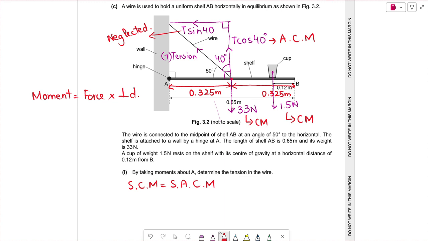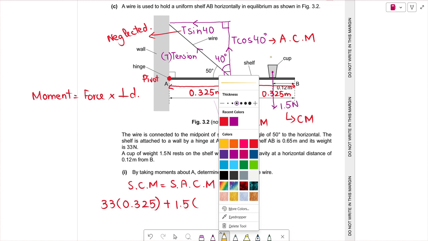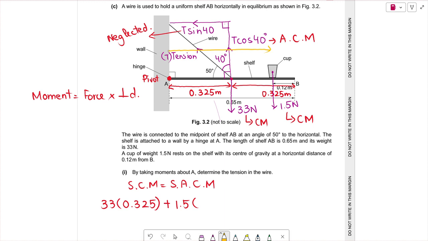So we can see that this 33 Newton force, and this is your pivot or the hinge, has a distance of 0.325 from the pivot. So we will multiply 33 with 0.325 plus, if we talk about this 1.5 Newton force, the distance of this force from the pivot point is how much? This is going to be the distance. The whole length is 0.65 and this distance is 0.12, so this distance is going to be 0.65 minus 0.12, and we get 0.53 meter.